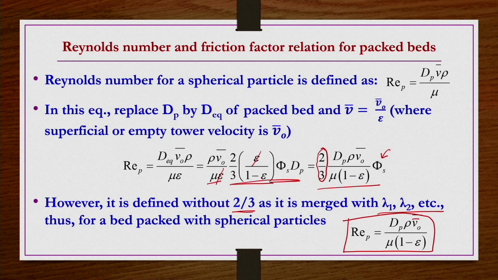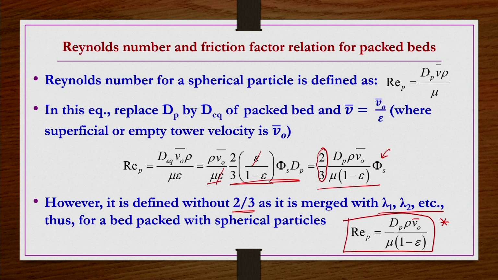If it is packed with non-spherical particles, then phi s will also come into the picture. Only the 2 by 3 will not be there, because those constants we in general have in the tortuosity factors lambda 1, lambda 2, etc. Those things are mixed up, and then we write only the one Reynolds number, because this is what we get if you do the dimensional analysis or dimensional consideration and try to find out what the dimensionless parameters are. Rep, you are going to get this one.